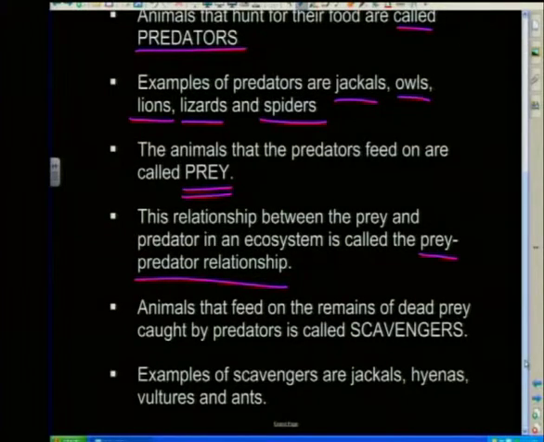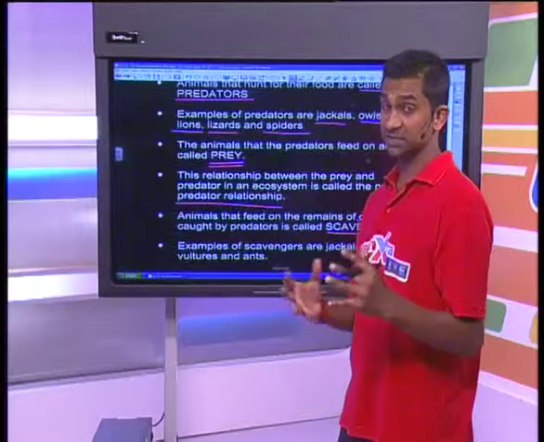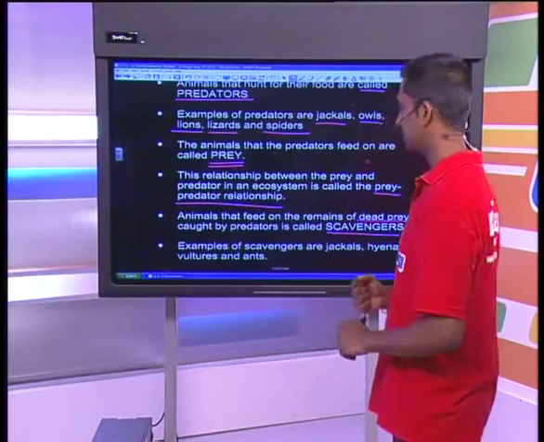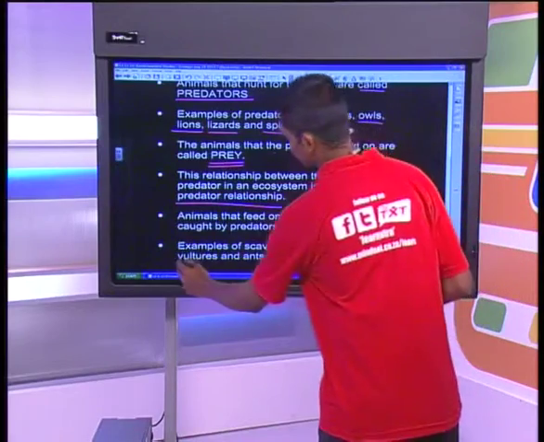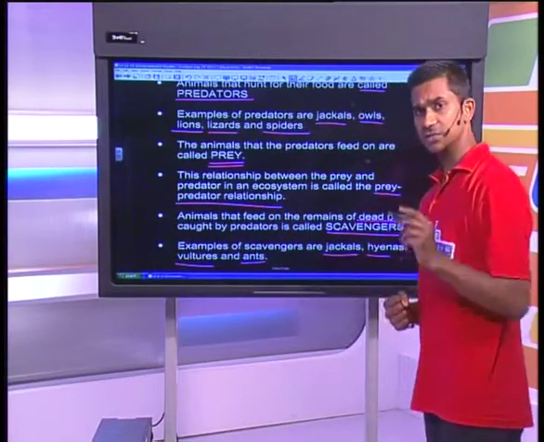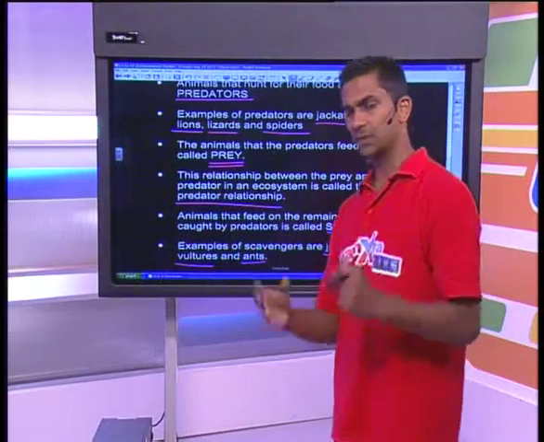The next group of consumers are scavengers, and we've heard of scavengers before. Scavengers basically refer to organisms that feed off the dead prey or the leftovers that predators have left. So your scavengers would be organisms that feed off dead carcasses, the remains of other organisms that have been left behind by the predators. Examples of some of the scavengers are jackals, hyenas, vultures, and even ants. Ants would feed off the remains of other organisms as well.